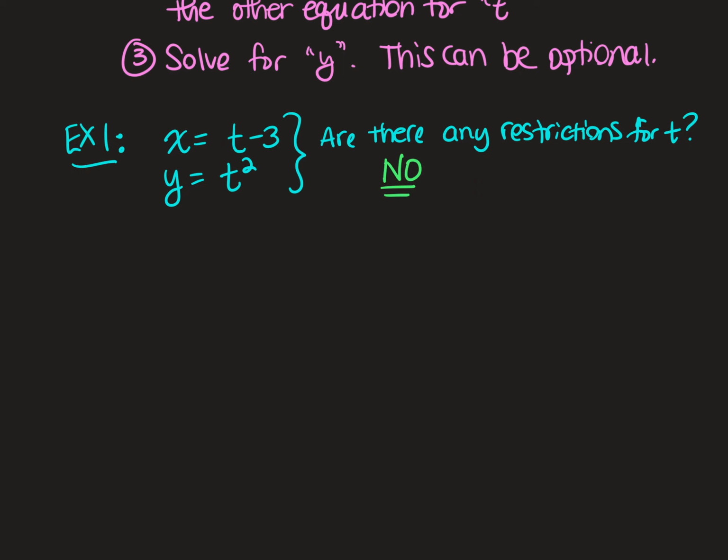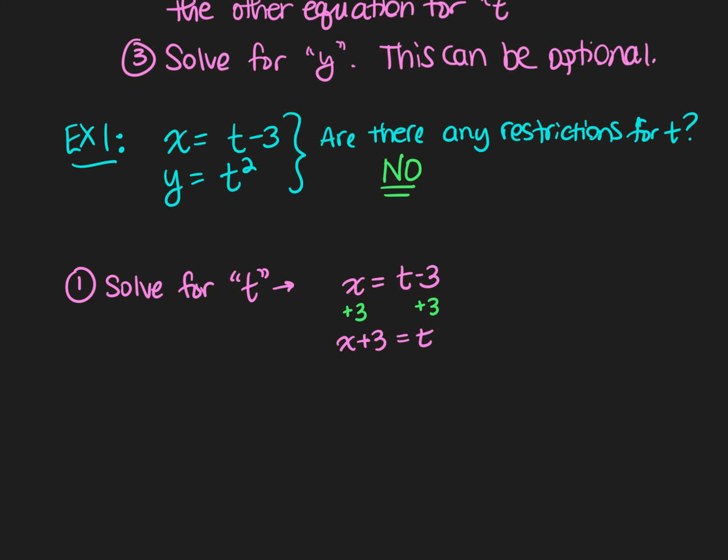So how does this process work? Well, step 1 is to solve one of the equations for t, not for y. And again, I try to choose the one that might be a little bit easier. In this case, that is x equals t minus 3. To solve this for t, I can just add 3 to both sides, and I get x plus 3 equals t. Now I have an expression for t.